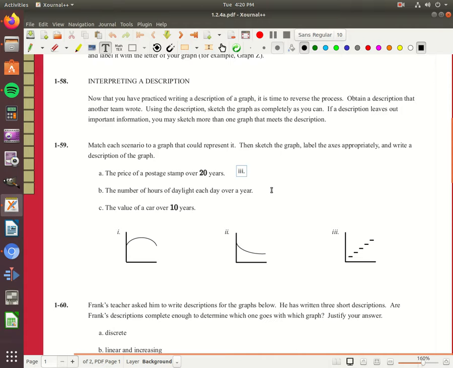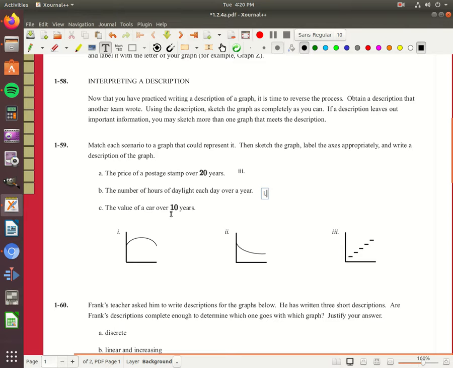All right. The number of hours of daylight each day over a year. Well, does it go down and never come back up? That would be depressing, right? So here, maybe this is spring, and then it gets more, and then we get to summer where it's very sunny, and then we get to fall, and then towards winter. So I would say this goes with I.